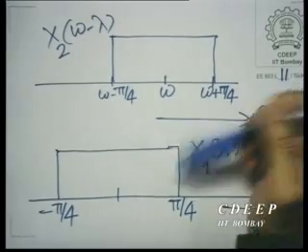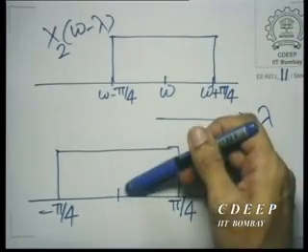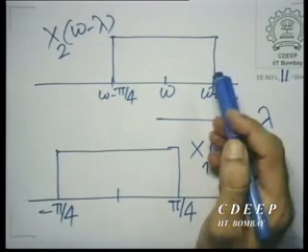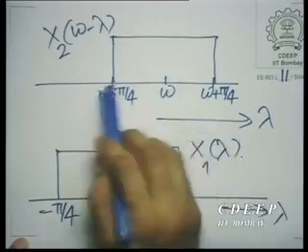Now, what do we need to do? We need to multiply these two and integrate over one period, and we can choose that period to be between minus pi and plus pi. How much is this interval? This interval is pi by 2.